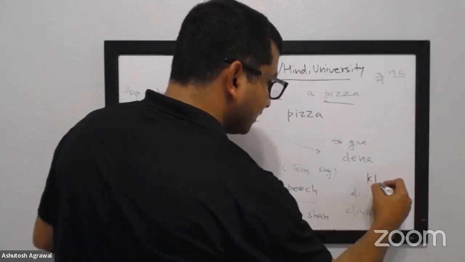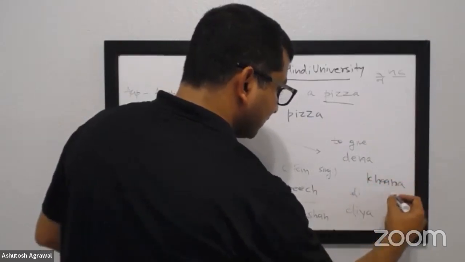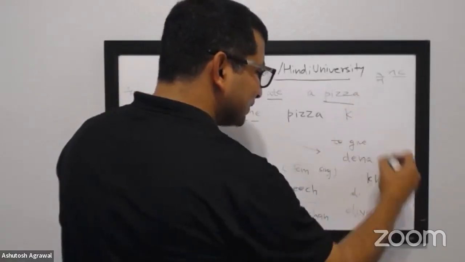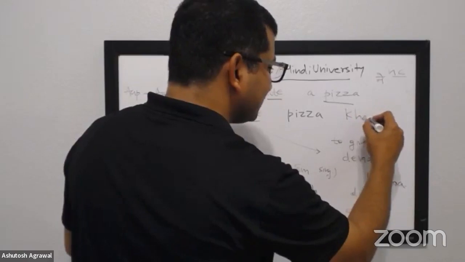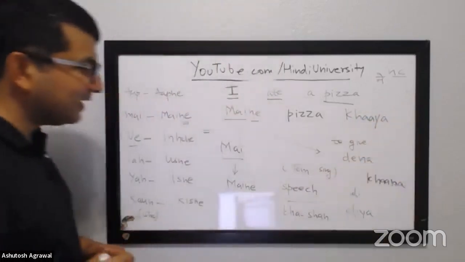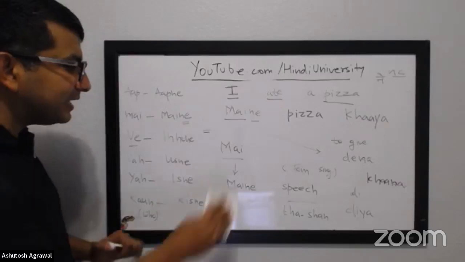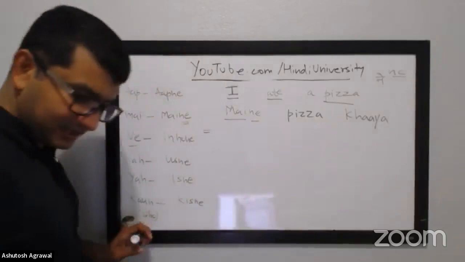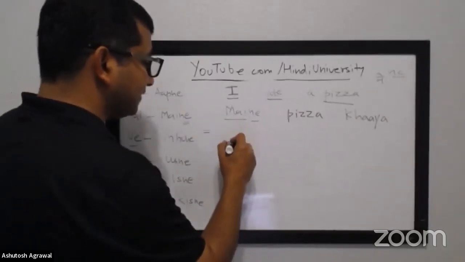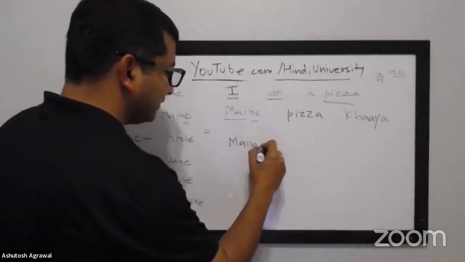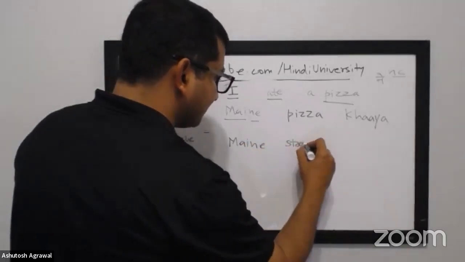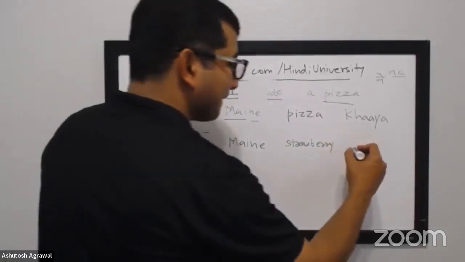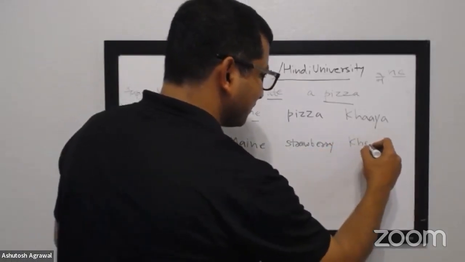Now, what's the gender of pizza? I assumed it was masculine. That's right. Because it's masculine, you remove the na and you put khaya. Maine pizza khaya. Same thing if it was, JDG, I ate a strawberry. Maine strawberry. Now we need the gender of strawberry here. Feminine. Feminine. Okay, khai. Maine strawberry khai.